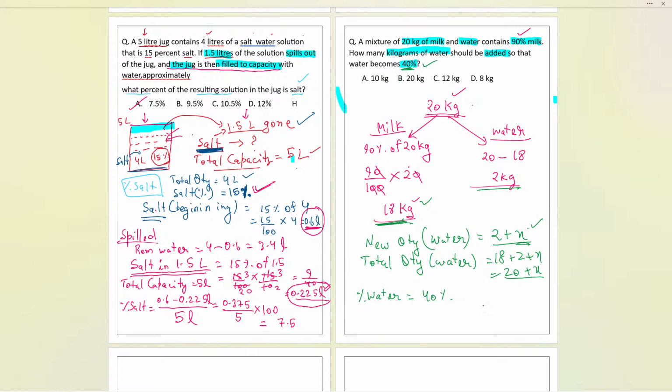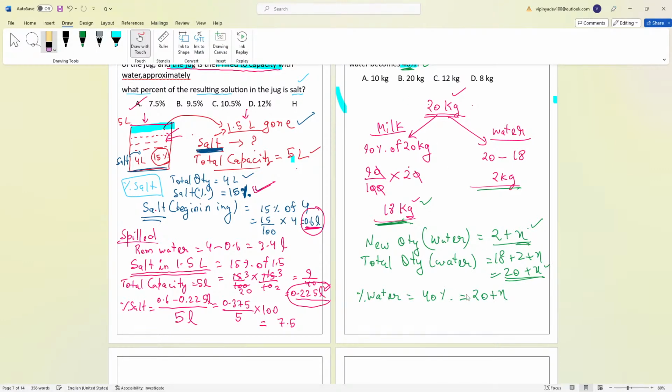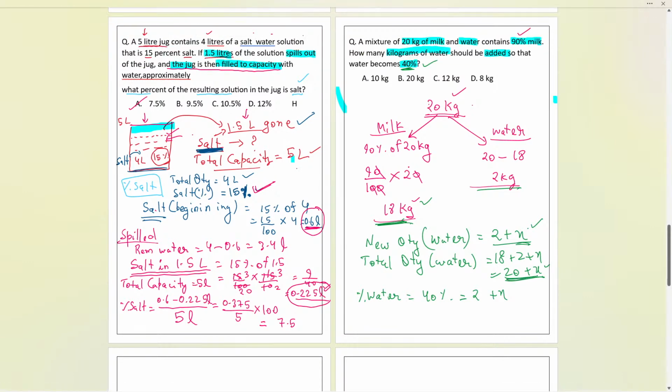Now we just have to frame the equation. How? 2 plus x is the amount of water we have, not 20. 20 plus x is the total amount of the solution. 2 plus x is the water. So 2 plus x upon the total quantity, that is 20 plus x, and then we multiply with 100.